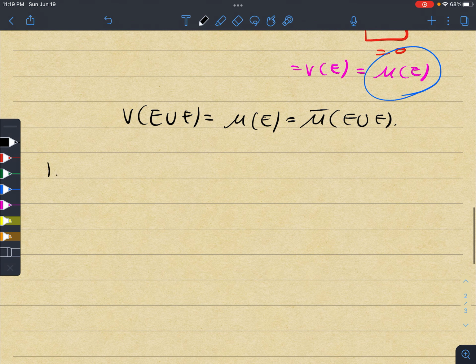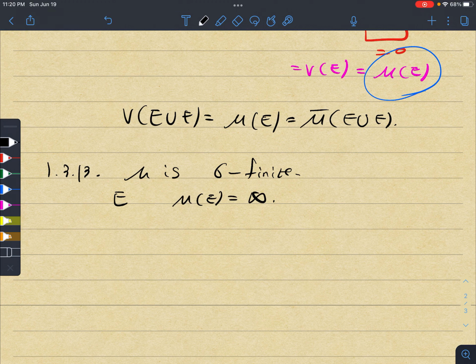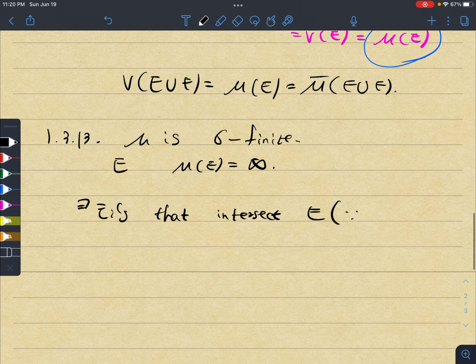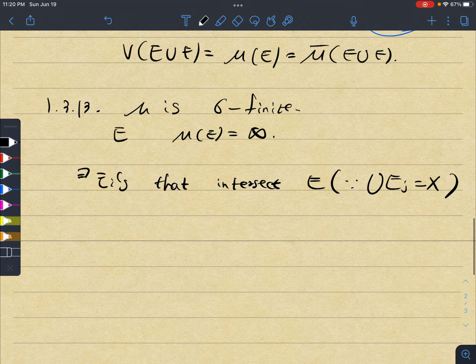Also, we're going to solve for 1.3.13. So mu is sigma finite. Suppose there's a set E such that mu E is infinity. Then by the property of the sigma finite condition, there exist some E_j's such that their union is X, and this is a property of sigma finite, so it's in the book, you can check it.